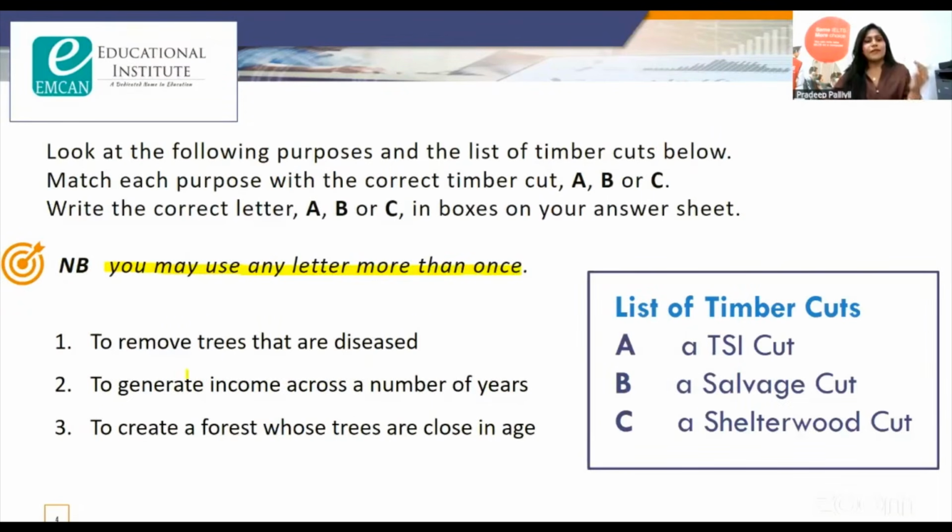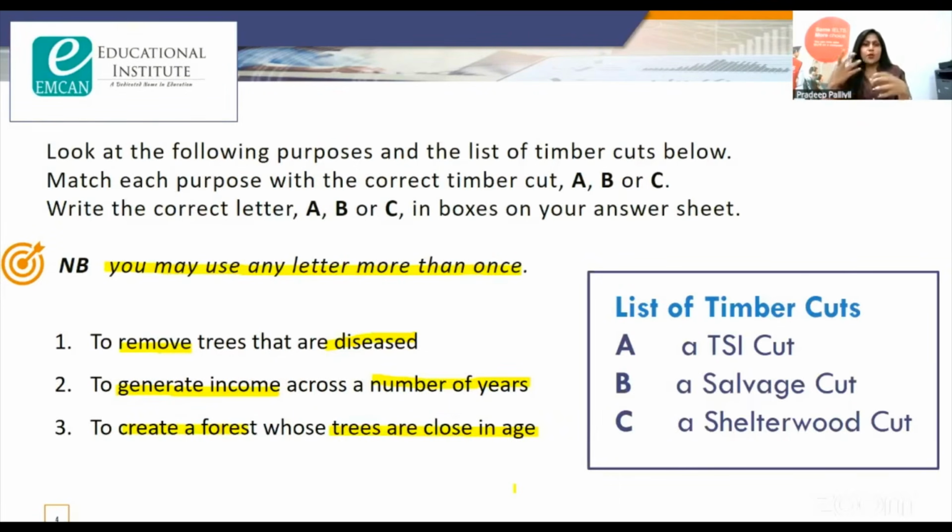So now you are going to match these purposes with the timber cuts given. So let's get the keywords of the statements, the purposes. To remove trees that are diseased, to generate income across a number of years, to create a forest whose trees are close in age. Okay, so we've got the keywords here. So now, as I said earlier in the previous live session, always try to predict or think of all possible words related to these keywords. That will be helpful for you.